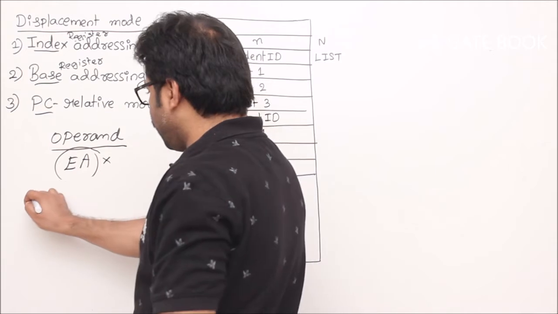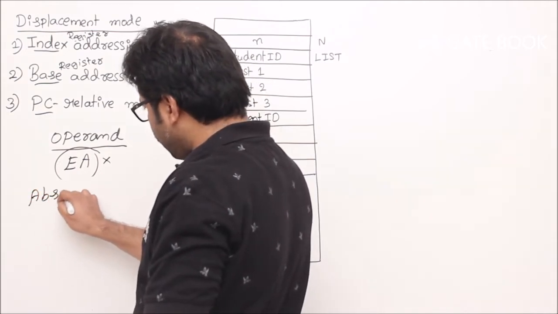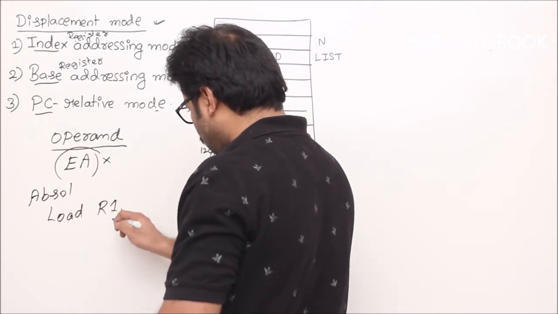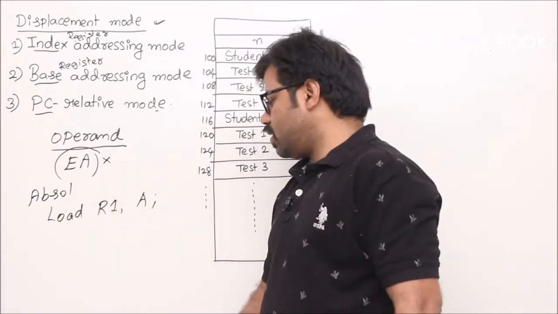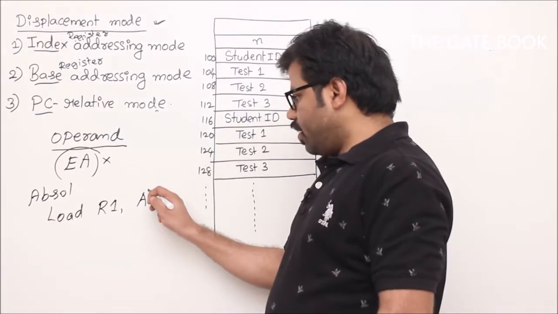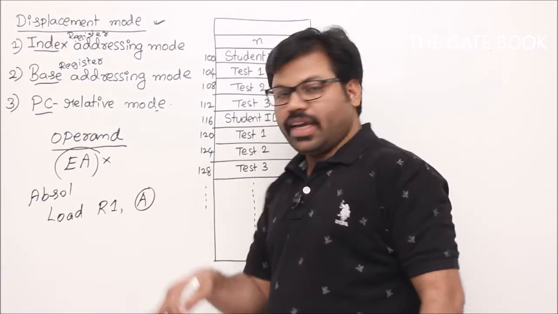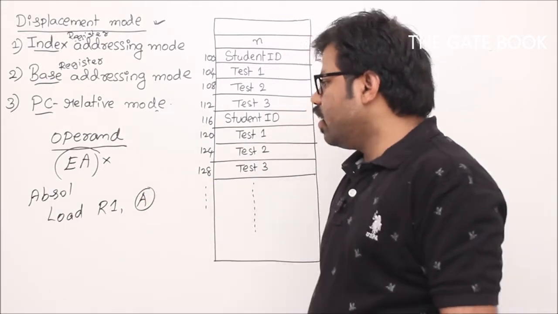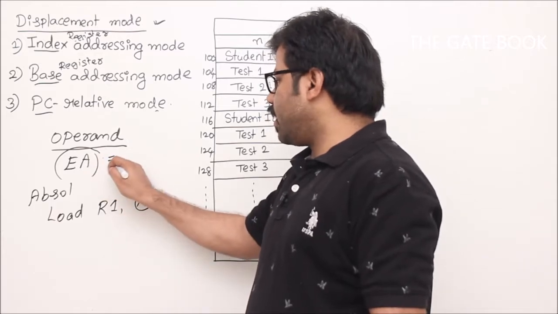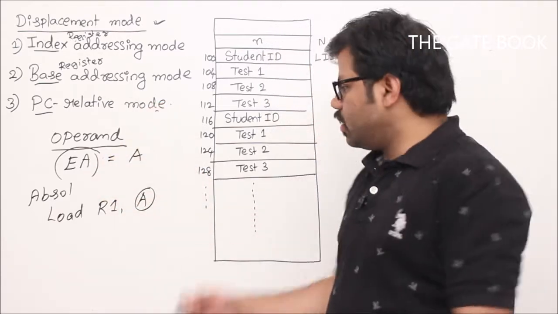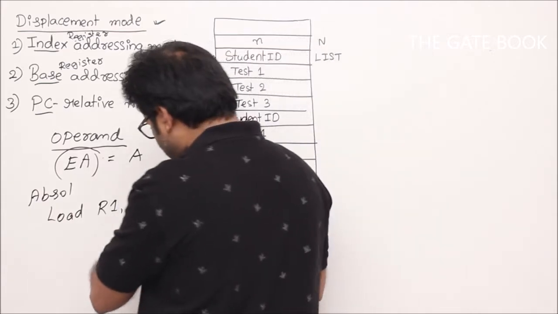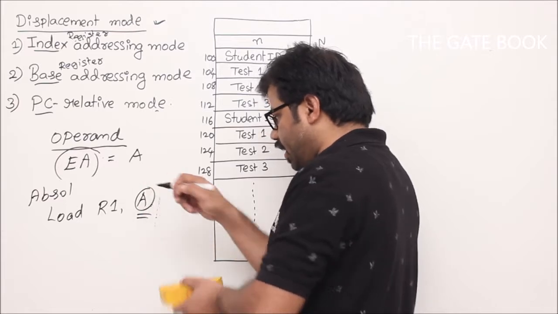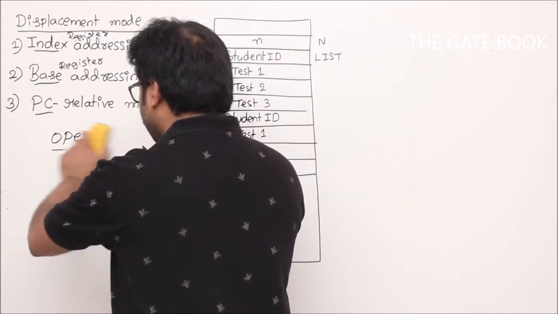Now we'll see direct addressing. In absolute, otherwise called direct addressing mode, we have an instruction like this: Load R1, A. What does it mean here? Where is the operand? Is the operand A, directly A? No. The operand's address is actually A, correct? So I can say that here the effective address is directly A. That means the operand address we have directly here. So effective address is A. Slowly you will understand.